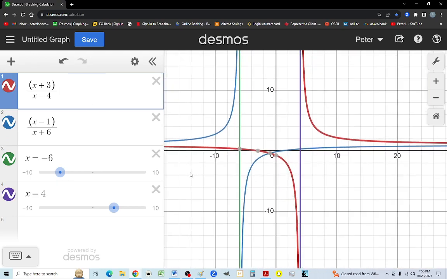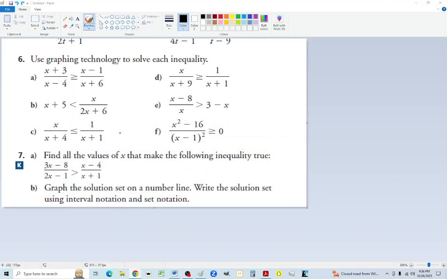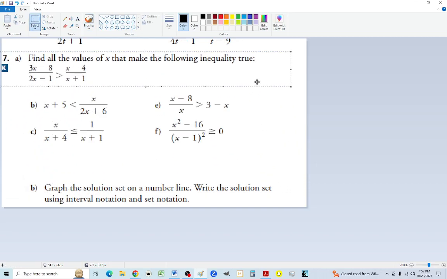So you can see exactly when the red line is above the blue line. It also all depends on their asymptotes. So I'll leave the other ones for you to graph. You don't need me to graph them. This one's going to produce a quadratic, this number 7. So let's see what happens here.